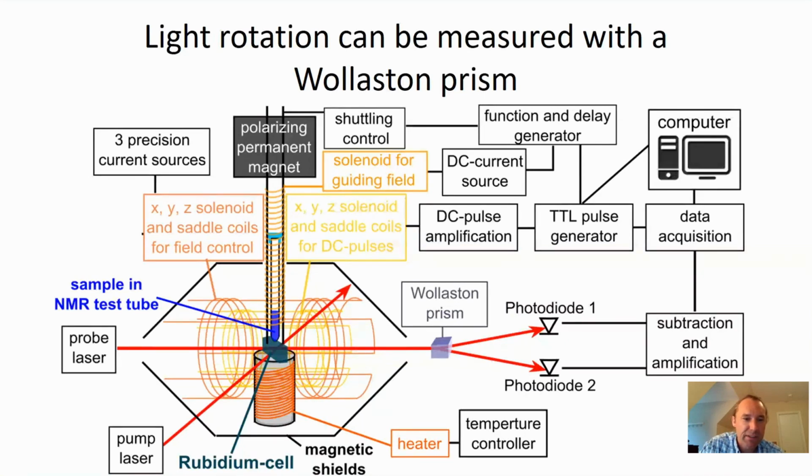So just to sum it up one more time, the NMR tube produces magnetic fields. They influence the rubidium vapor spins. Depending on the action of the magnetic field on the spins, the probe laser will be rotated, and the rotation of the probe laser gets read out by detecting a voltage difference between two photodiodes after a Wollaston prism.